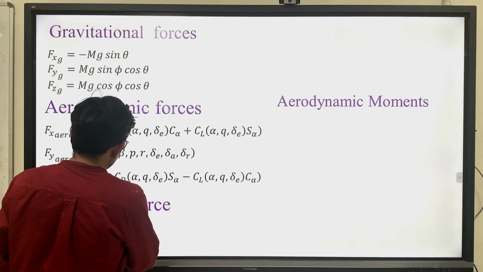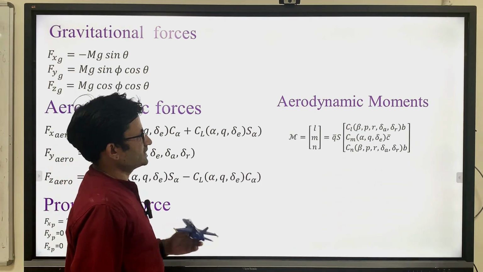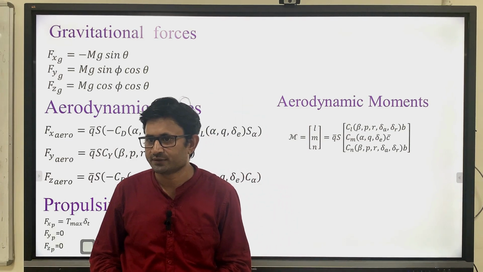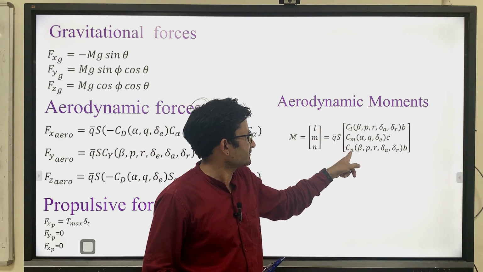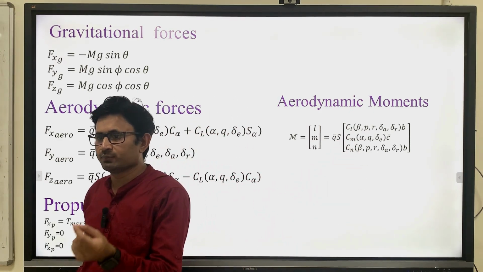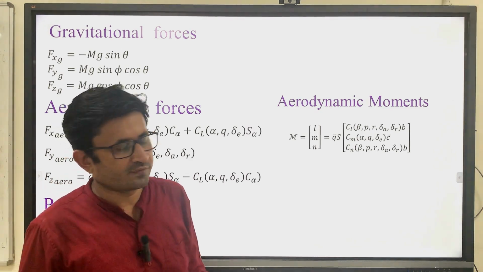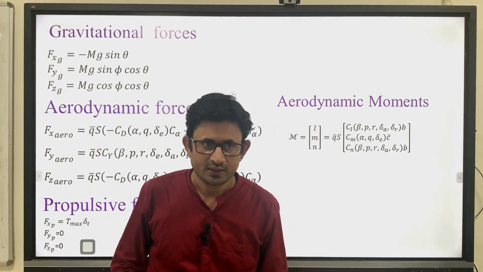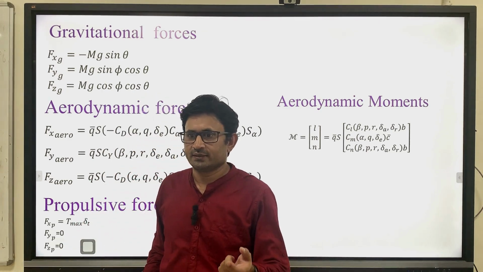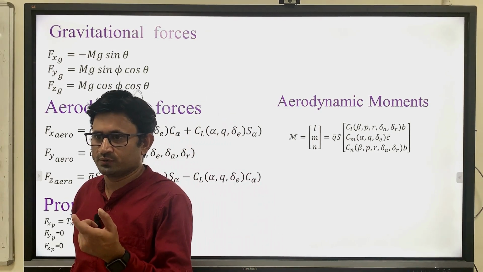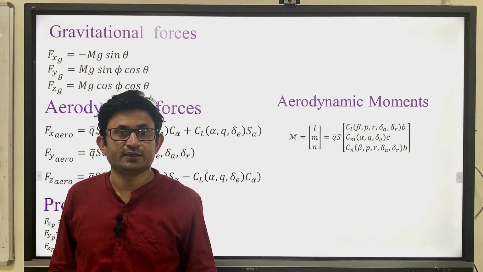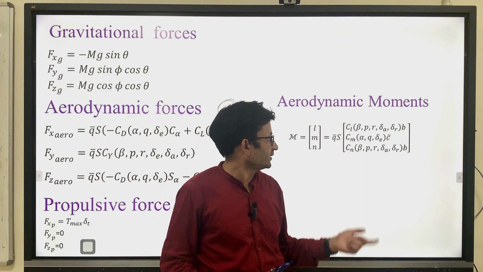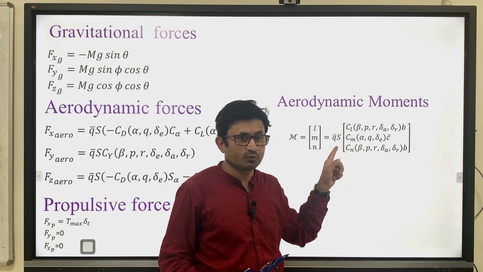Now this is all about the forces, and similarly the aerodynamic moment you can write. The aerodynamic moment is half rho V square S. CL, CM, CN are the rolling moment coefficient, pitching moment coefficient, and yawing moment coefficient. As I said, there is a force, right? So in force you have CL, CD, the force coefficients. Similarly, in a moment you have a moment coefficient. So CL, CM, CN are the moment coefficients.